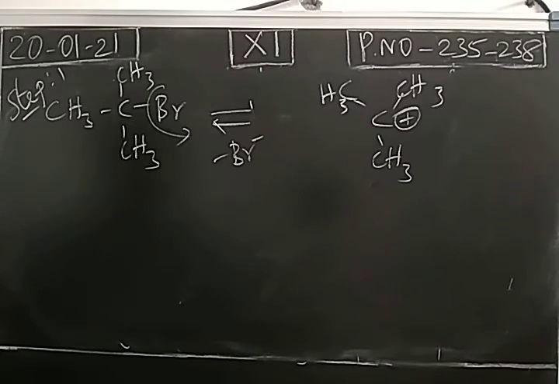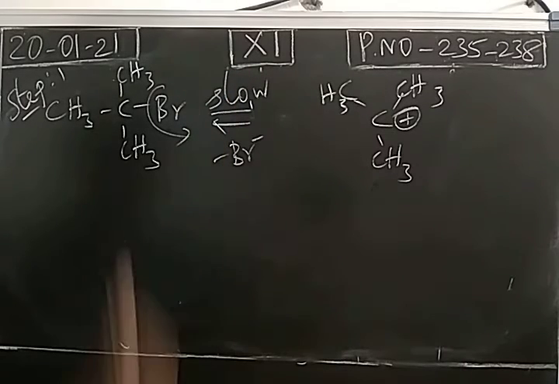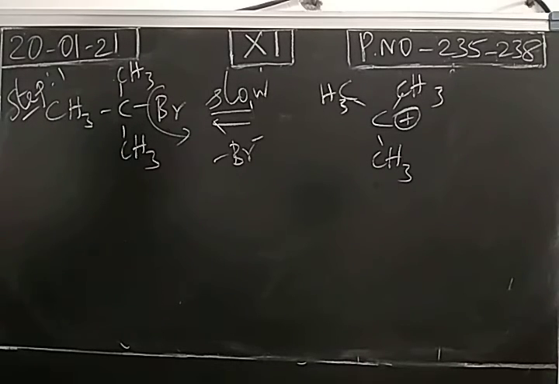The first step is the slow step. So this is called the rate determining step. This first step will determine the rate of the reaction. So you have to remember it: the slow step will always be the rate determining step. So formation of the carbocation is the rate determining step.